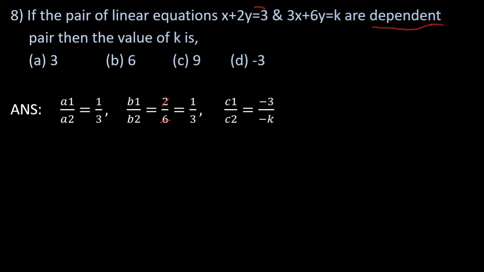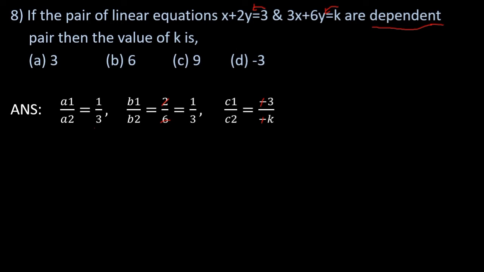Why have I written minus? Because here we have x plus 2y is equal to 3. That means if we take the 3 to this side, it will become minus 3. Therefore, we will write it directly, that is minus 3 divided by minus k. Minus minus cancels, we will get 3 by k. Then what do we need to find out here? We need to find out the answer for k.